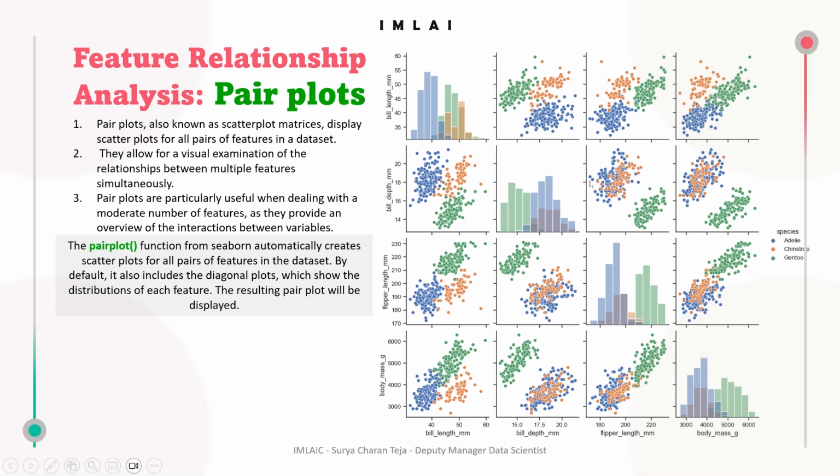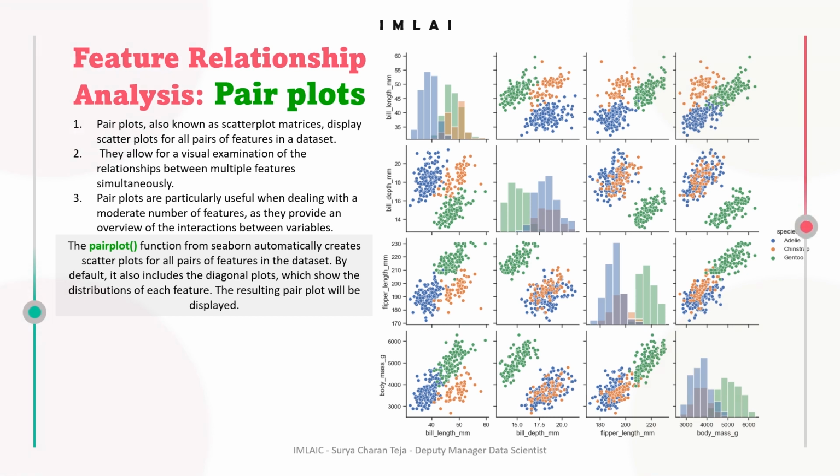A pair plot is nothing but a grid of scatter plots where each cell represents the relationship between two features. Feature 1, feature 2. For this cell, feature 1 and feature 2. For this cell, this feature versus this feature. So the plots on the diagonal show the distributions of each feature, while the off-diagonal scatter plots show the relationships between different pairs of features.